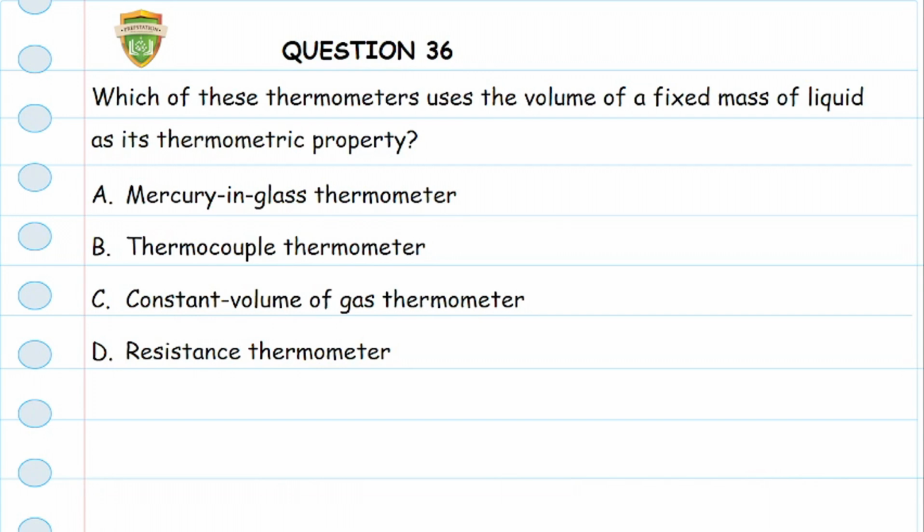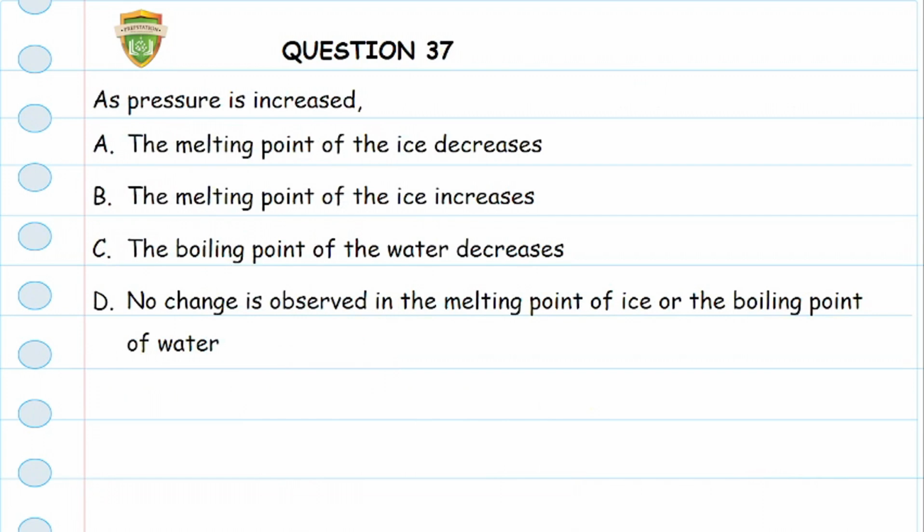So that removes it. That means that our answer is mercury in glass. Mercury is the liquid that's used in the mercury in glass thermometer. So that's option A. Question 37 says, as pressure is increased, what happens?